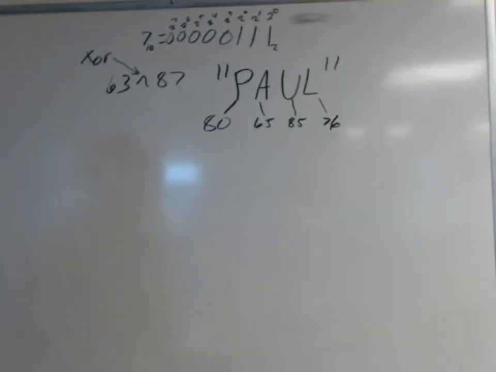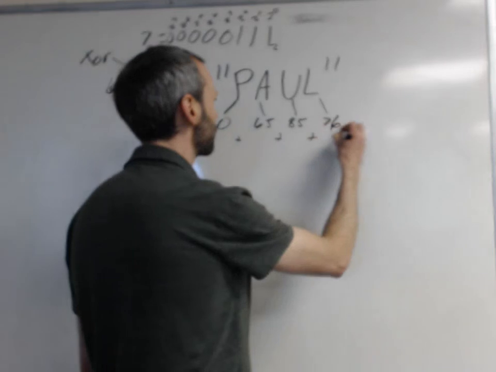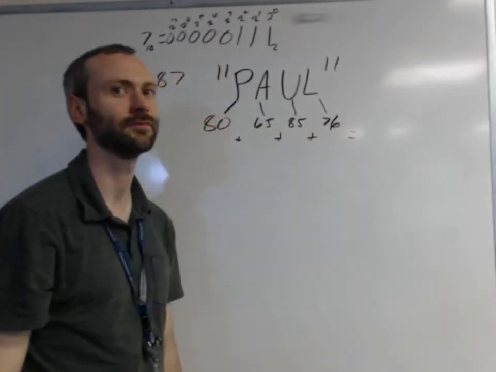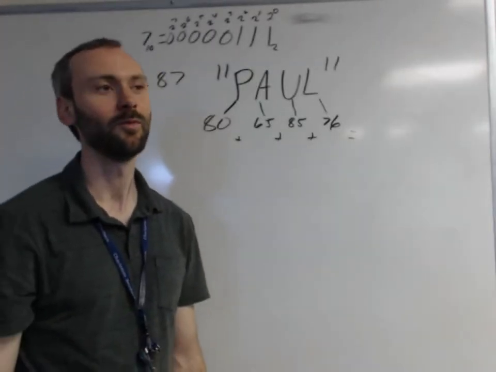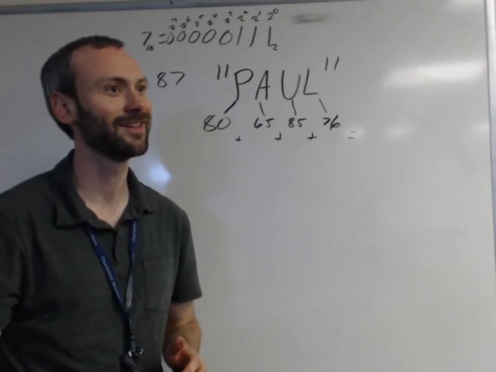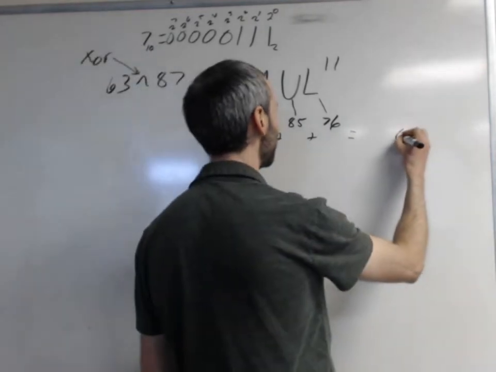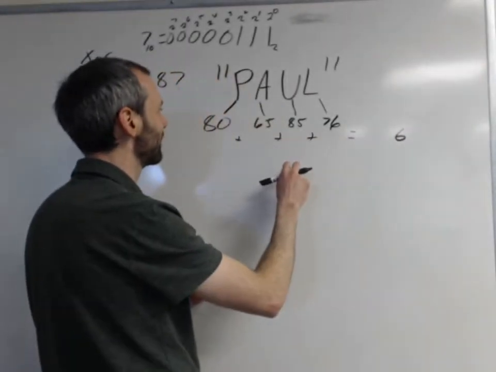Let me put that on the board. There we go. We could add them all up. What would that equal? We're terrible at math, aren't we? Or arithmetic. The last number is a 6. 306.